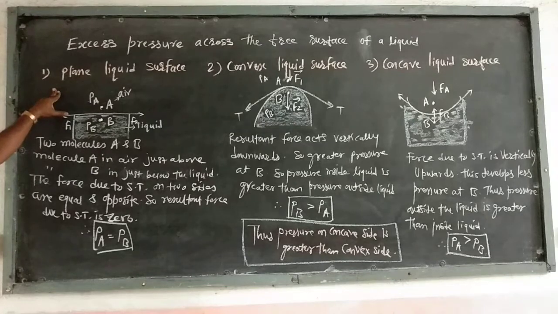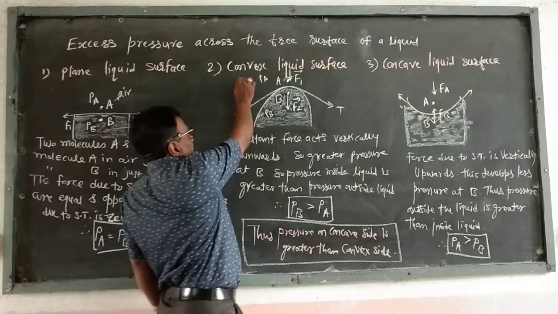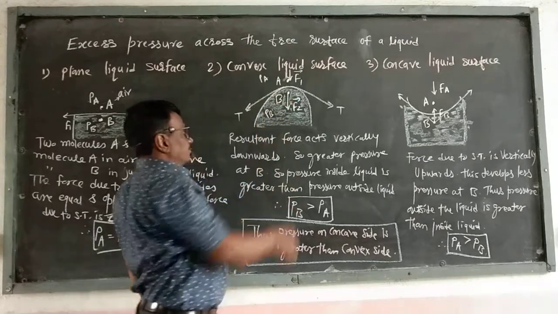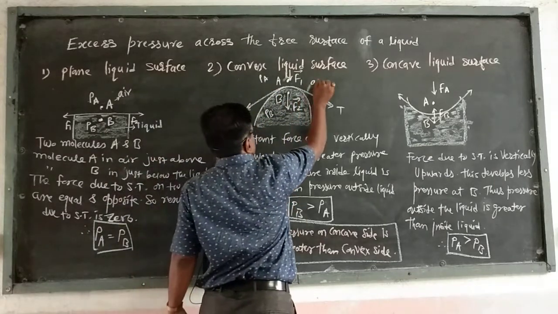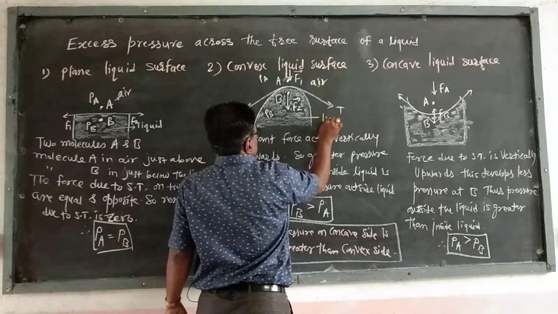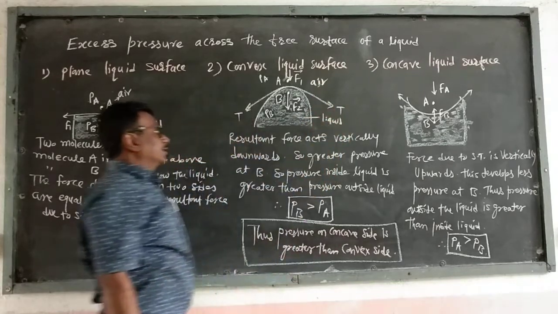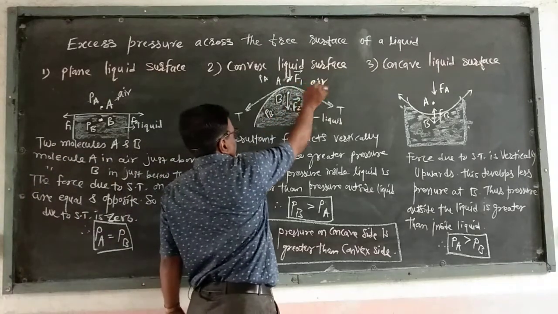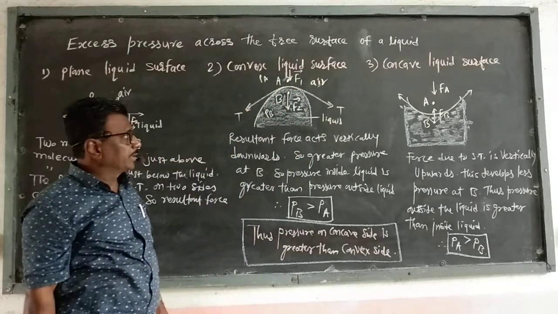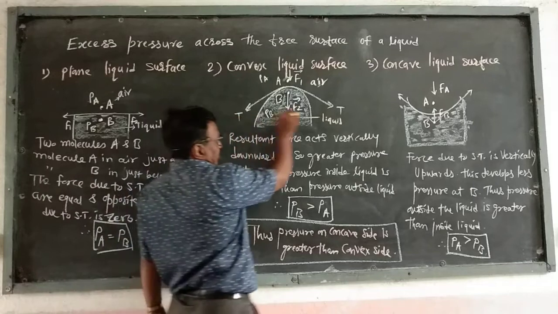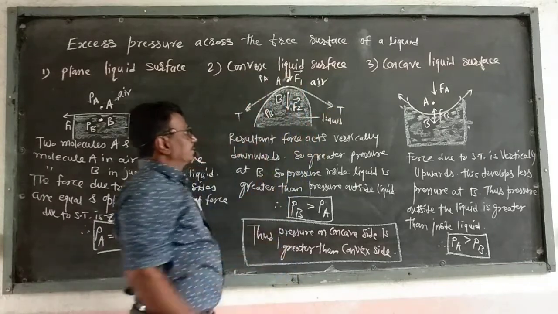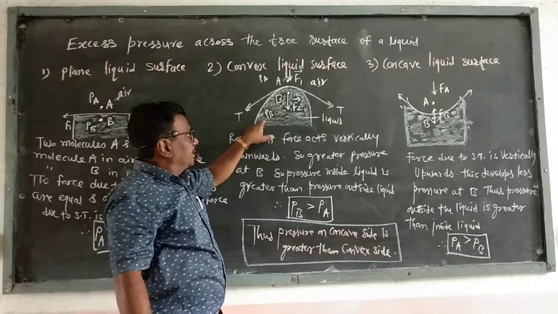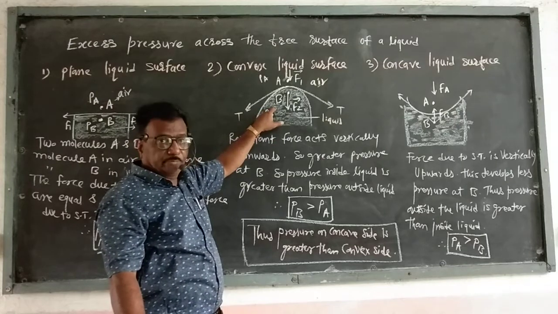Now we see the second case, when we consider a convex liquid surface. For that we draw this diagram. In this diagram there is the air and this is the liquid. We again consider two molecules: molecule A which is in air, and this is molecule B which is in the liquid. These are two tangents drawn to that surface. Let Pa be the pressure at point A and Pb the pressure at point B.